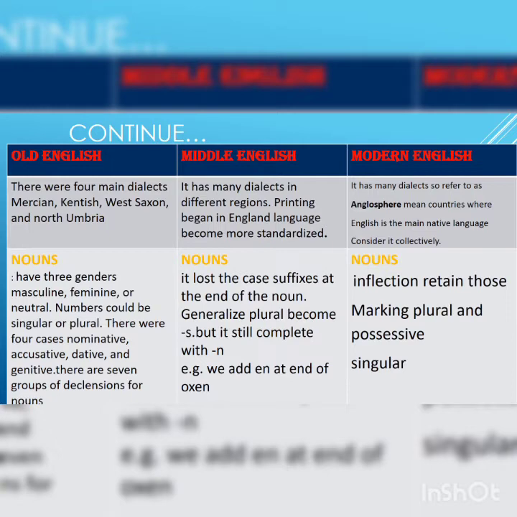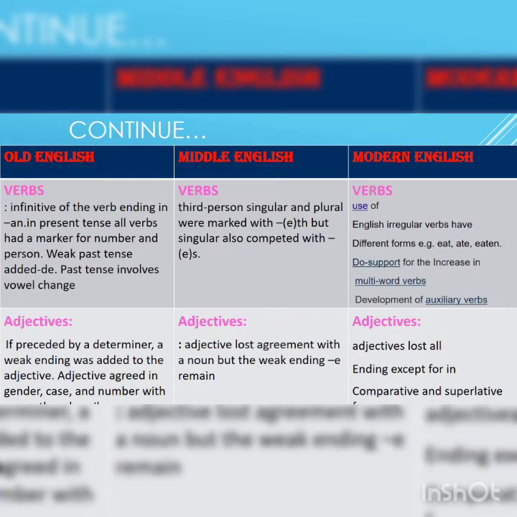Verbs. In Old English, the infinitive of verbs ended in an. In the present tense, all verbs had a marker for number and person. Weak past tense added de at the end, and past tense involved a vowel change in Old English.